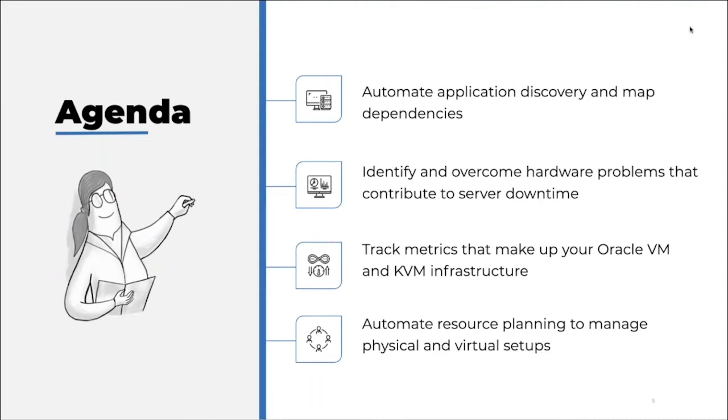Then we will take a quick look at the parameters that the product can collect for Oracle VMs and kernel-based virtual machines. These are recent additions to the infrastructure monitoring module of Applications Manager. And then finally, we will see how to make use of various reports within the product for resource planning and to manage the physical and virtual servers that you might have in your IT application ecosystem.